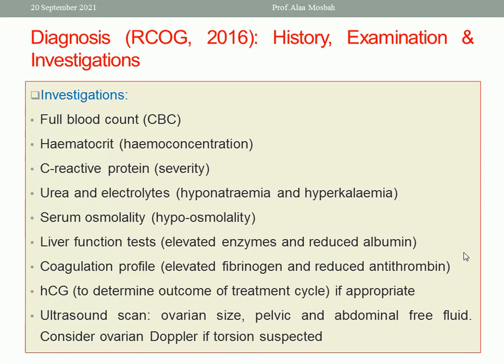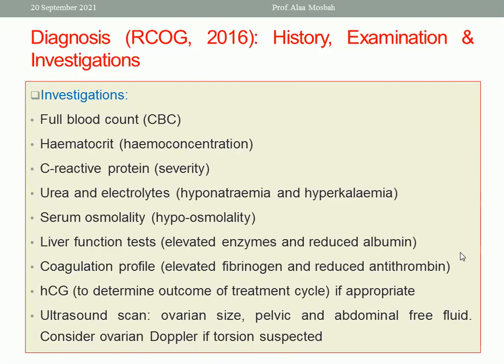Liver function tests show elevated liver enzymes and reduced albumin. Coagulation profile is important. Expected in severe cases are elevated fibrinogen and reduced antithrombin. HCG is important to determine the outcome of the treatment cycle, whether there is pregnancy or not.